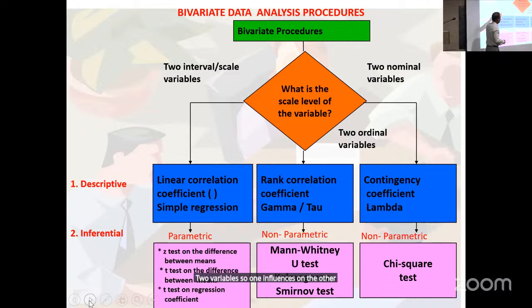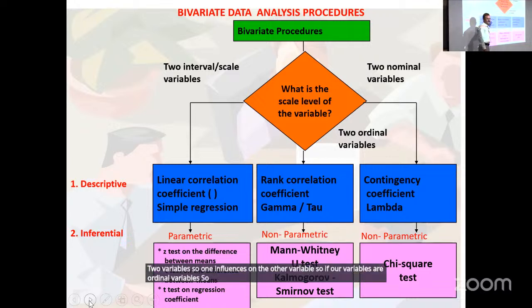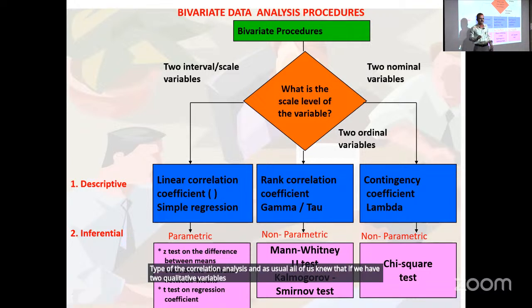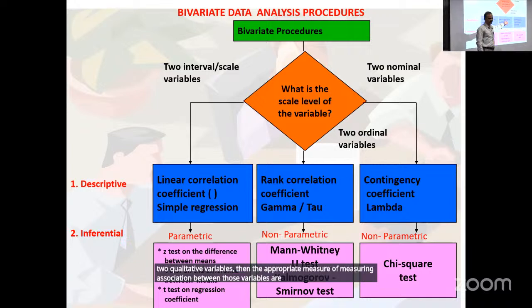If our variables are ordinal variables, then instead of the Karl Pearson coefficient, we have to use the rank correlation coefficient of Spearman. If our variables have more ties, then we have to use another type of correlation analysis. And as usual, all of us know that if we have two qualitative variables, the appropriate measure of association between those variables is contingency tables or test of independence and so on.